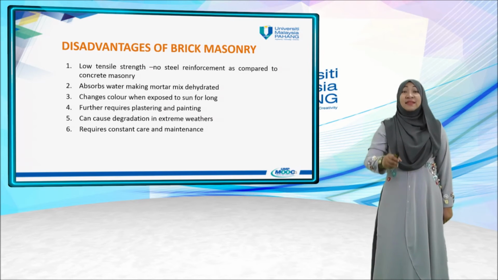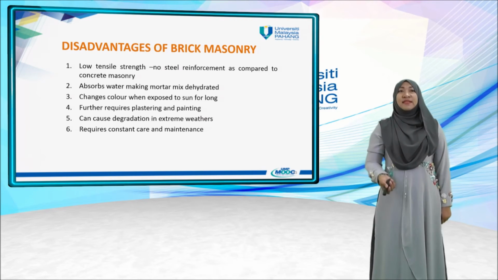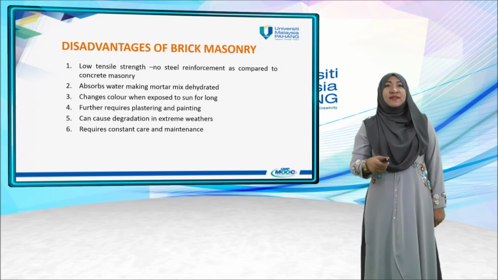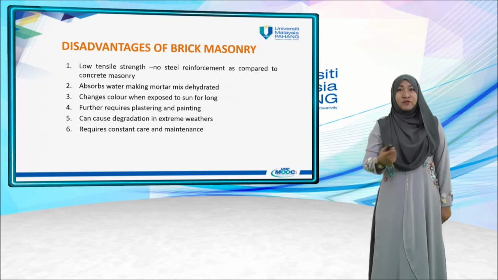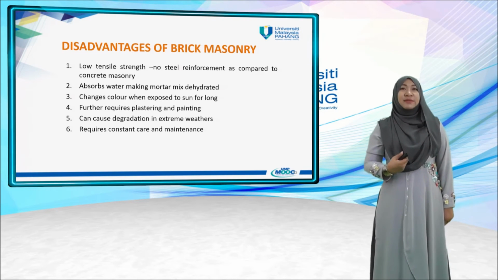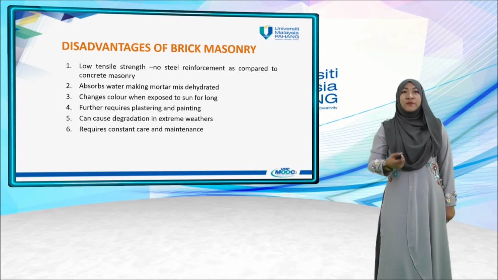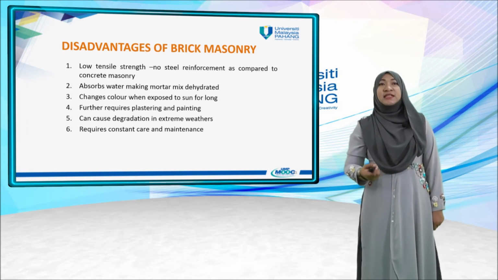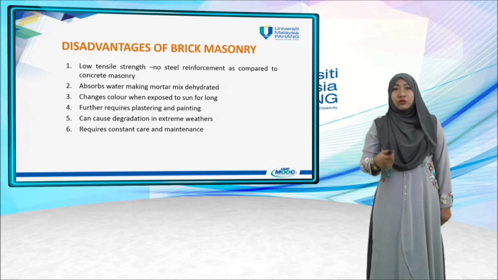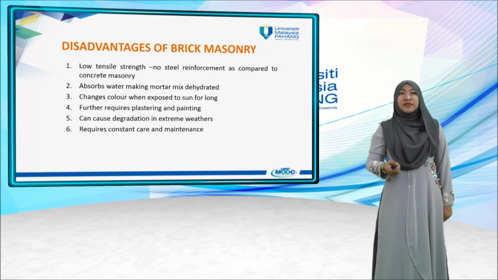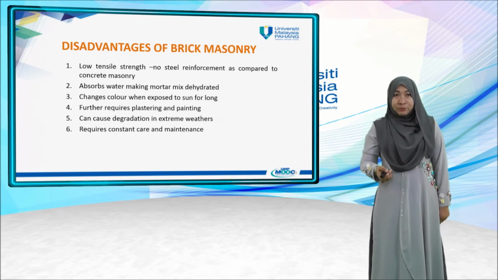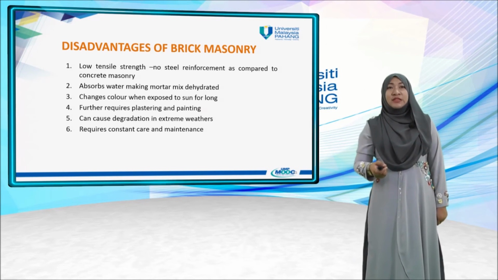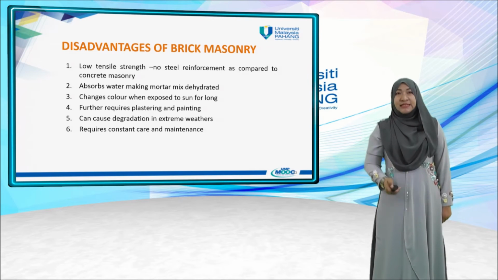And of course, there are disadvantages of brick masonry. So what are the disadvantages of brick masonry? Number one, low tensile strength because of no steel reinforcement as compared to concrete masonry. Number two, it absorbs water, making the mortar mix dehydrated. Number three, it changes color when exposed to the sun for long. And number four, it further requires plastering and painting. Number five, it can cause degradation in extreme weather. Number six, it requires constant care and maintenance.